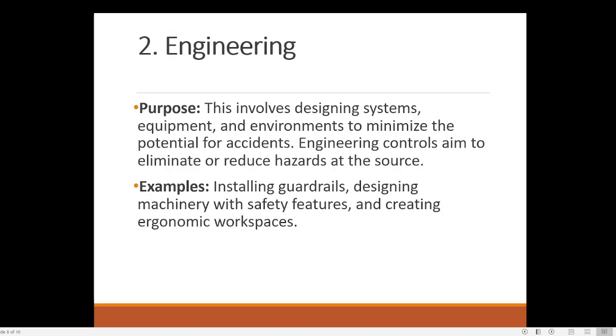So engineering controls aim to eliminate or reduce the hazard. That is the main point. For example, installing guardrails, such as the rails on a staircase. Designing machinery with safety features. Sometimes some machinery can be very dangerous; finger injury, hand injury or eye injury can take place.